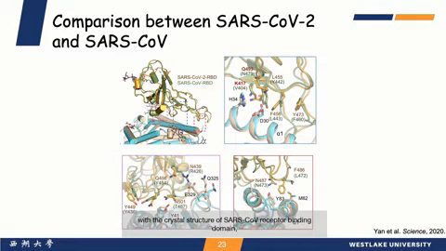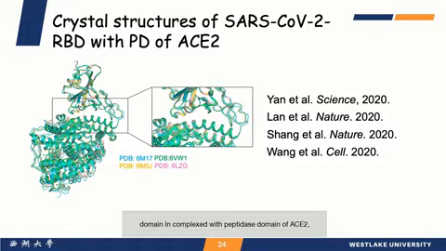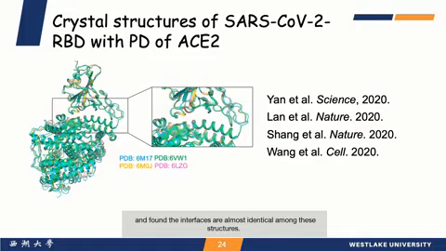When compared with the crystal structure of the SARS-CoV receptor binding domain and the peptidase domain of ACE2, we found the overall interface is similar, with a number of sequence variations and conformational deviations found in the respective interfaces. To confirm our structure, we aligned our cryo-EM structure with the crystal structures of the SARS-CoV-2 receptor binding domain in complex with the peptidase domain of ACE2, and found the interfaces are almost identical among these structures.